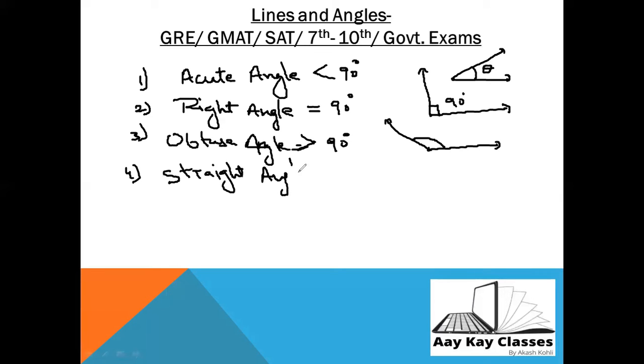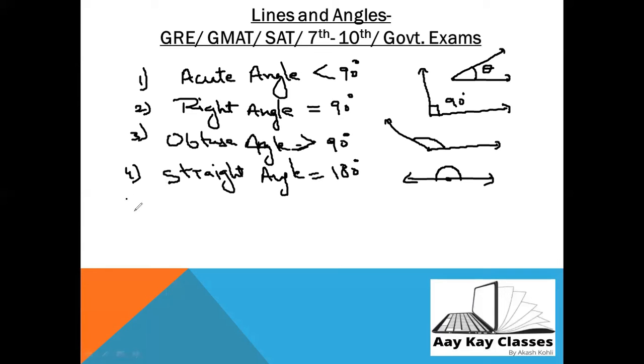A straight angle is equal to 180 degrees, right? We draw it like this. For example, this is the midpoint. The two rays are meeting here. So this is what? 180 degrees.